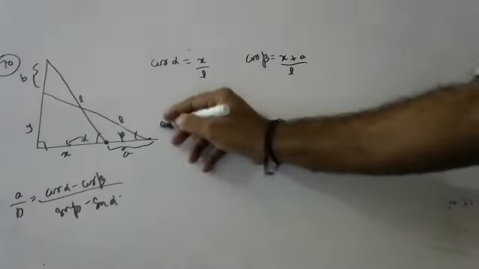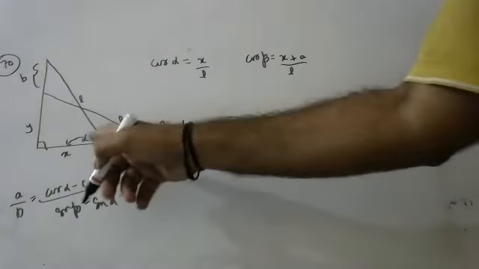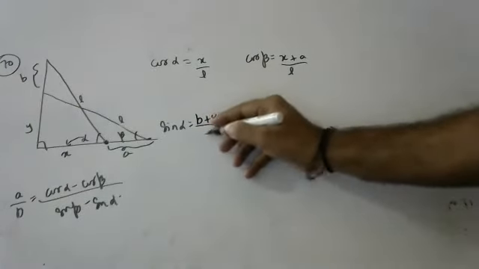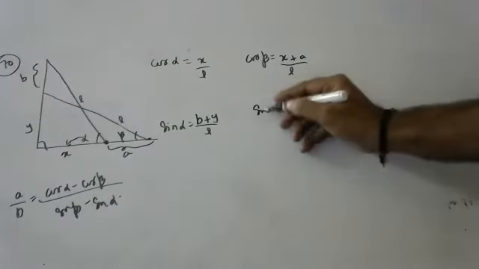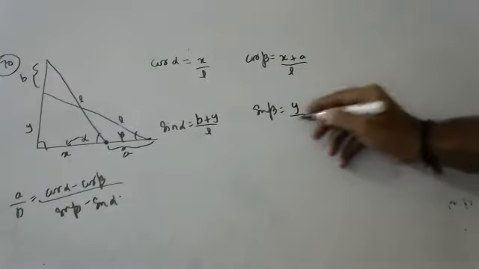Can anyone say what is sin alpha? B plus Y by L, opposite by hypotenuse. Can anyone say what is sin beta? Y by L, opposite by hypotenuse. Okay, children.